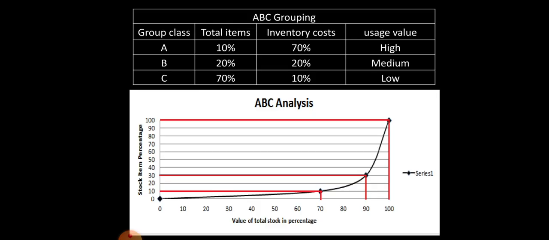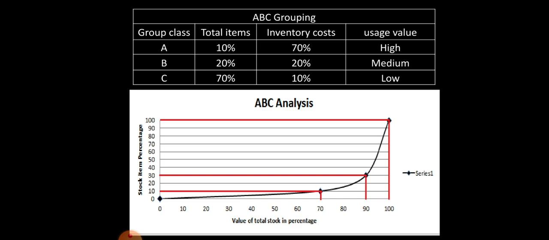In this slide, we'll be discussing ABC grouping. The ABC analysis is generally used for control of regular stock items. Past studies have shown that regular stock items, depending upon their periodic requirement and cost, can be grouped in three categories, that is A, B and C classification of material. Now if you see this table, the A group items are 10% of the total items, whereas the inventory cost is 70%, and they are classified as high usage value materials or items.